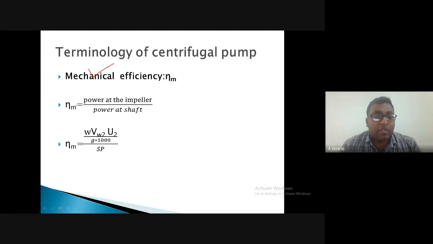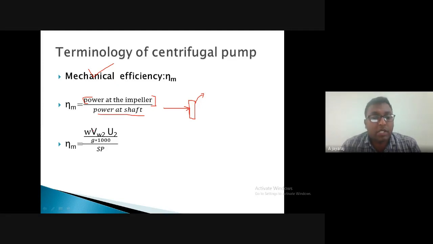So mechanical efficiency is defined as the ratio of power at the impeller over the power at the shaft. Suppose this is the pump. The power that is input to this pump is the power at the shaft, that is given by the motor. So the numerator is power at the impeller, that is the power being given to the impeller, that is, the work done by the impeller on the water. Both are the same. Power at the impeller is nothing but work done by the impeller on water.